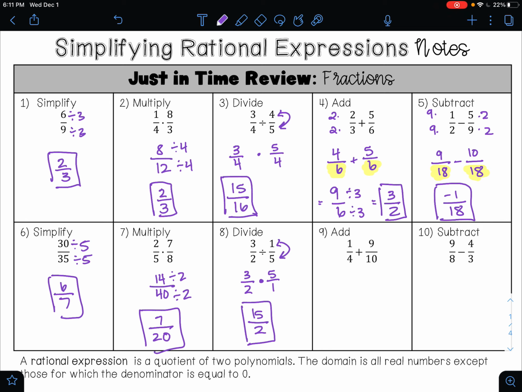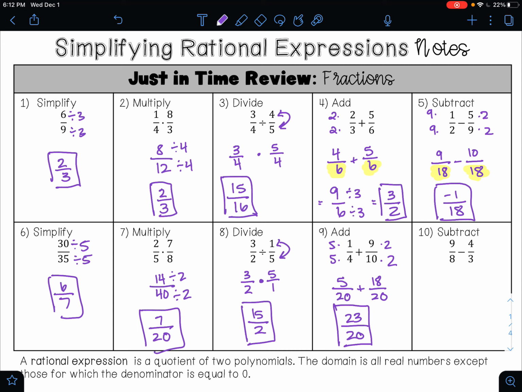I need a common denominator in order to add 1/4 plus 9/10, and my least common multiple is going to be 20. So I can multiply this first one by 5 and this second one by 2. 5 times 1 is 5. 5 times 4 is 20. 9 times 2 is 18, and 10 times 2 is 20. 5 plus 18 is 23. So my answer is 23/20.